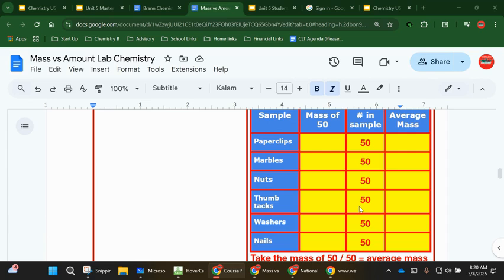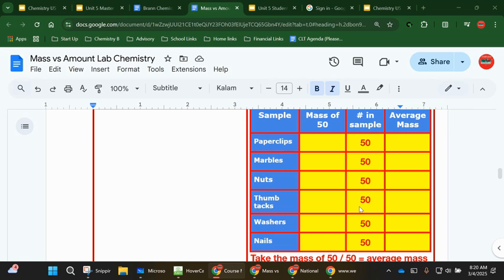Do not worry about doing the math. Get your information collected, which is your observations, your mass of the 50 samples, and your mass of that bag of samples. Put it on there. You hit the O/T button.